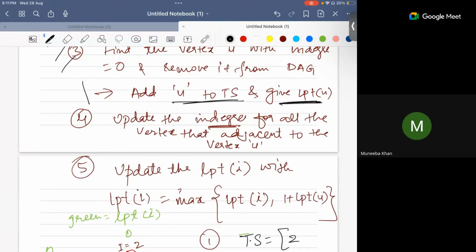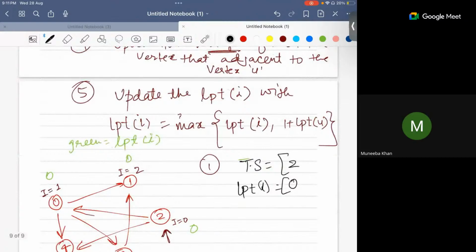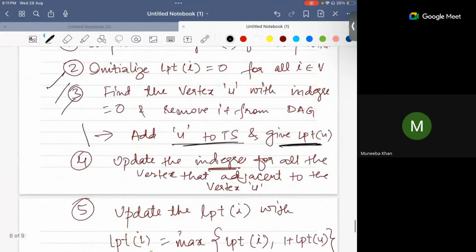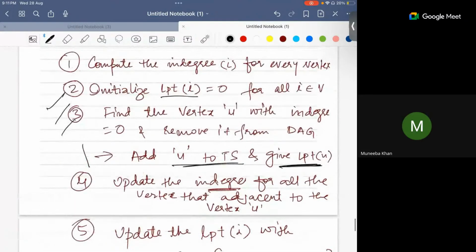What? Longest path? How did we get the 0? Okay, this 0, because we have initialized the value, right? We have kept the value initialized, the longest path to each of the vertices as 0, right? In the second step, we initialize the value. And after that, we are just taking the vertices with the in degree 0.